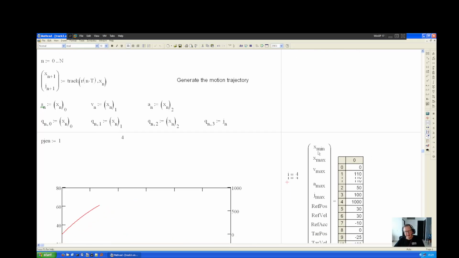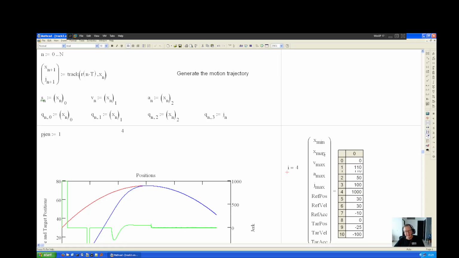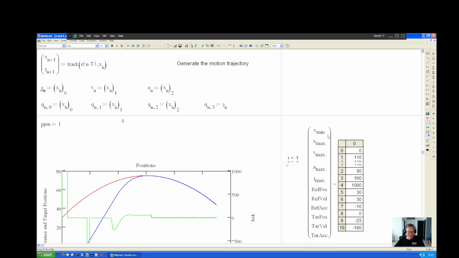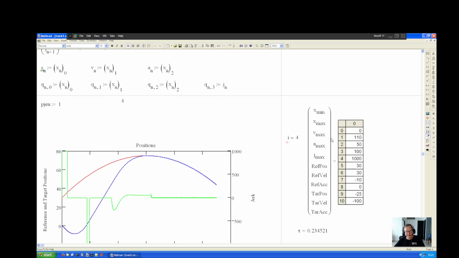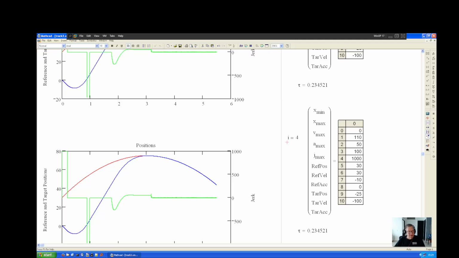Okay, so I got my X min, X max. That happens to be, in this case, my position minimum and max. Then I got my maximum velocity at 50 inches a second, my acceleration at 100 inches per second squared, and my jerk at 1,000 inches per second cubed. And you can see that the jerk is maxing at my 1,000, which is this limit here. And let's go down below here and see.